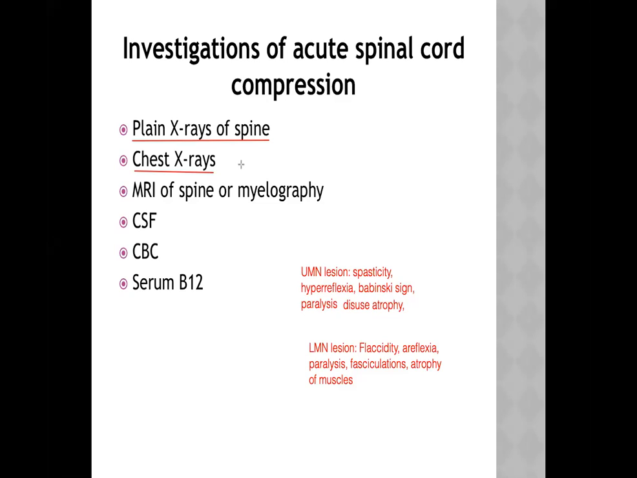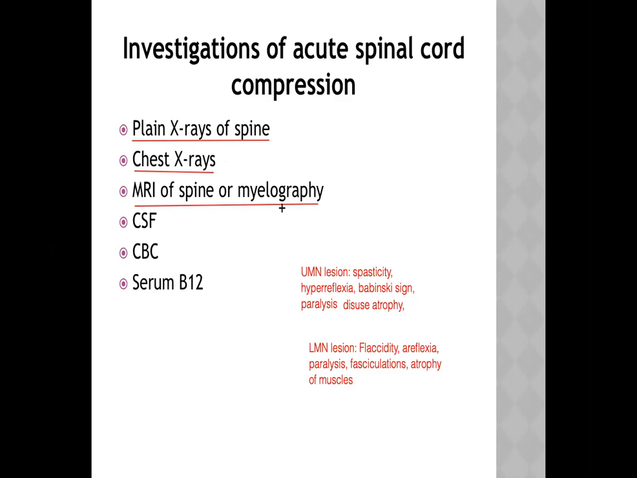And second, tuberculosis, because pulmonary TB is the first type of tuberculosis which develops in the body, and from there the tuberculous organism will reach the other parts. So chest X-ray is always a standard investigation in any case of tuberculosis. MRI of the spine or myelography is a very important test. MRI is very commonly done in case of spinal cord diseases.